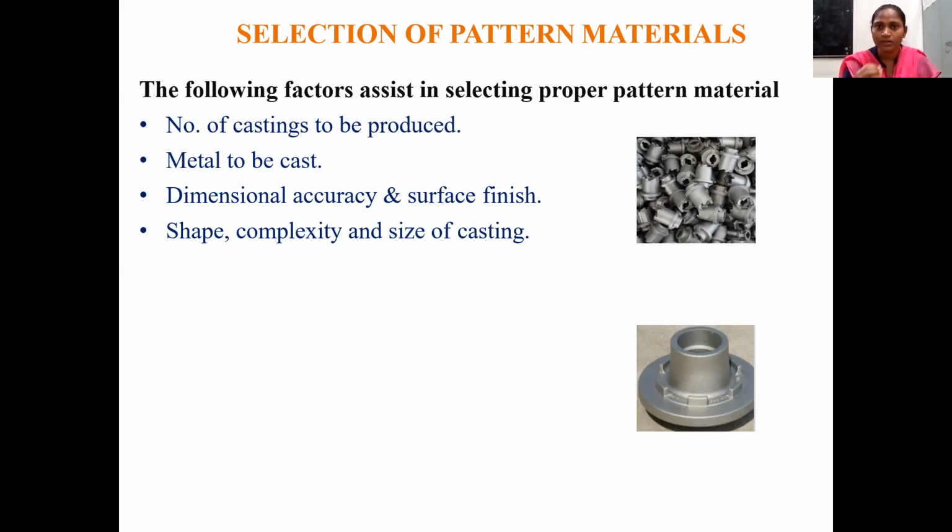On the basis of the factors themselves, we have to select the proper pattern material. One of them is shape, complexity and size of the casting. Whether it may be small shapes or small size of the casting, whether it will be big shape or big size of the casting, whether it is simple or complicated or intricate shapes. So depending upon all these criteria, we have to select the good pattern material.